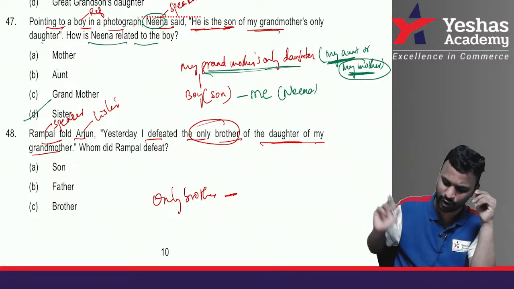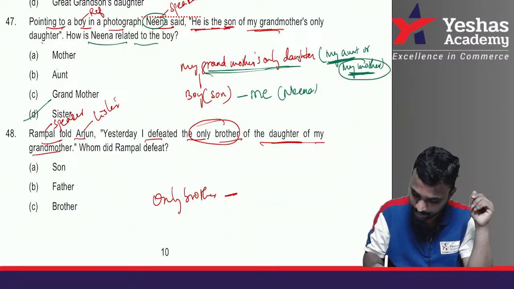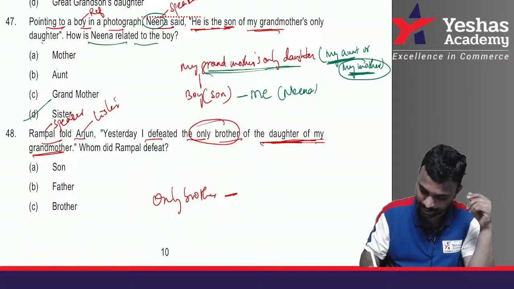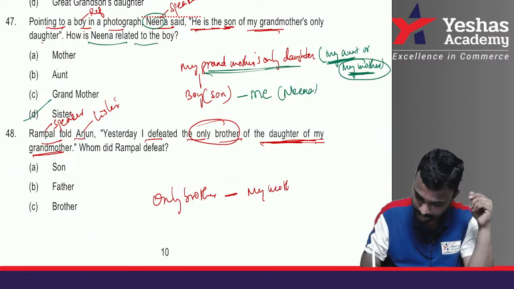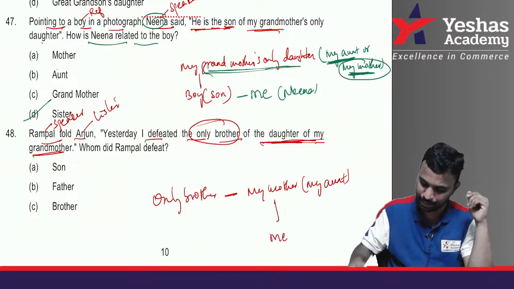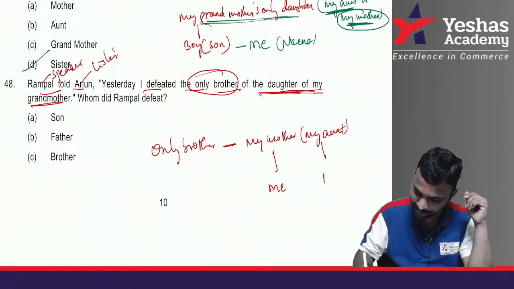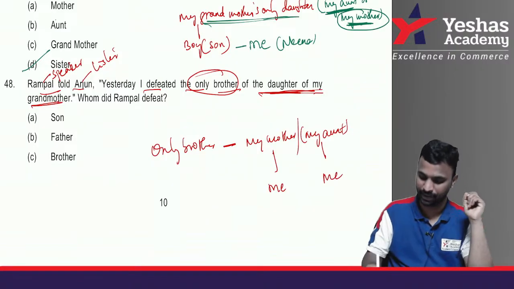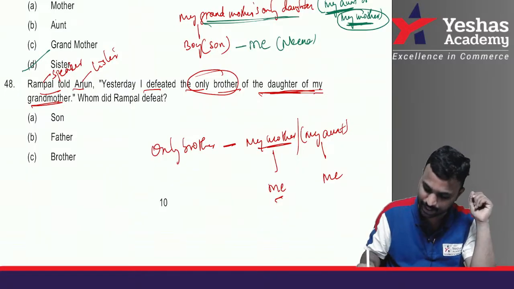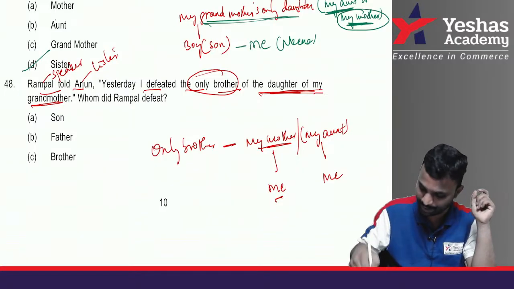Yes or no? Daughter of my grandmother could be my mother or my aunt. There are two cases. If she is my mother, myself should be immediately below. If she is my aunt, myself should be obviously below my aunt.